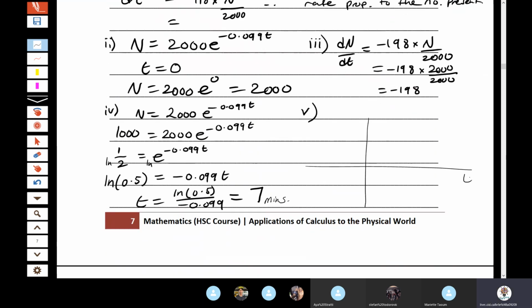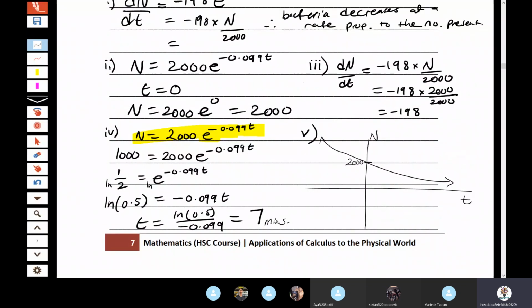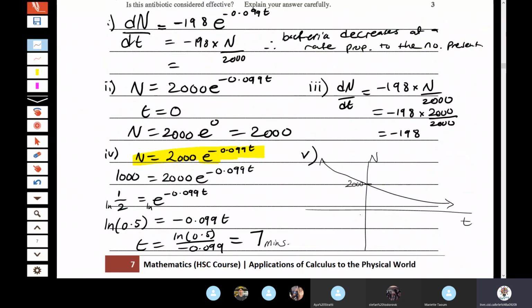There's your time. There's your number of bacteria. Initially, when time is 0, it's at 2000. You should know pretty much how this curve would look, right? It's an exponential that's negative on the power. So it looks like that. Now it does say for the first half an hour, so that's at 0.